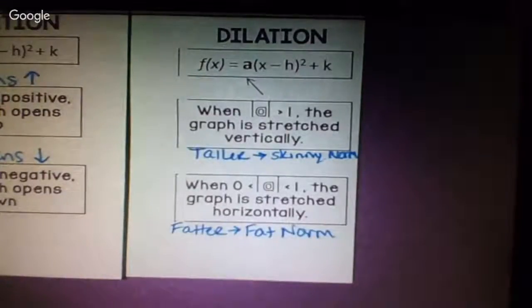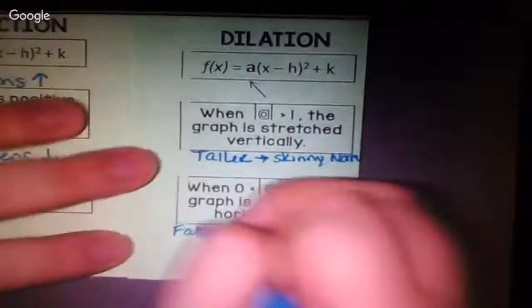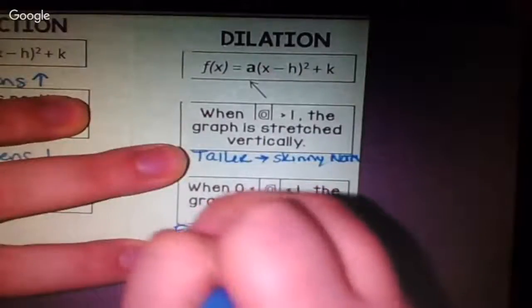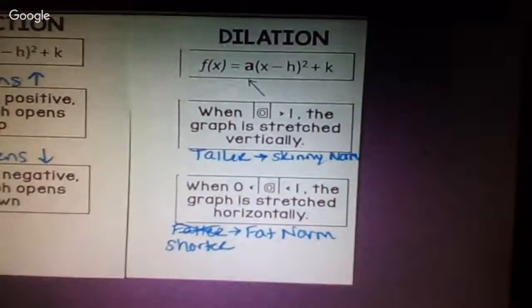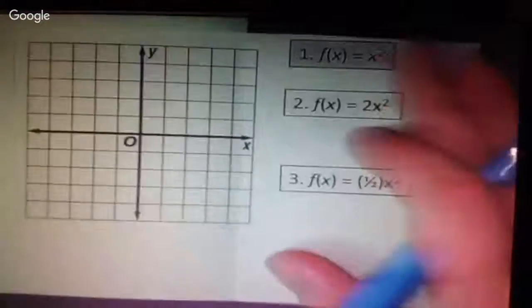Okay, shorter. So, fat norm. If I take you and I cut your height in half and I squish you down, your width is gonna go like this, and you're gonna get fatter. Let's squish Justin down a bit. Not quite as fat as Miss Smith. All right.